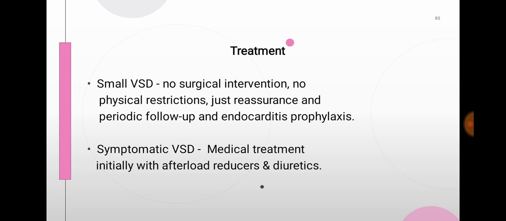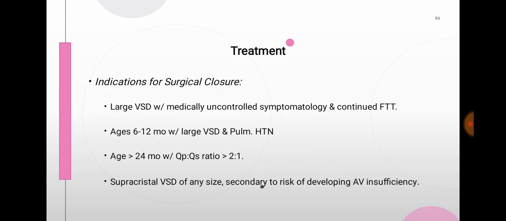What are the indications for surgical closure? If those patients have large VSDs and have continued failure to thrive, they're very symptomatic. If they're between 6 to 12 months of age with a large VSD and pulmonary hypertension, if they're more than 2 years old with a high pulmonary to systemic flow ratio, and if there's a supracristal VSD regardless of the size.